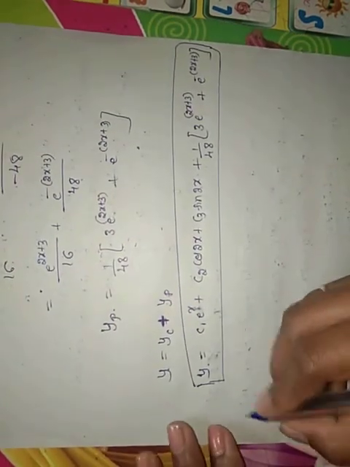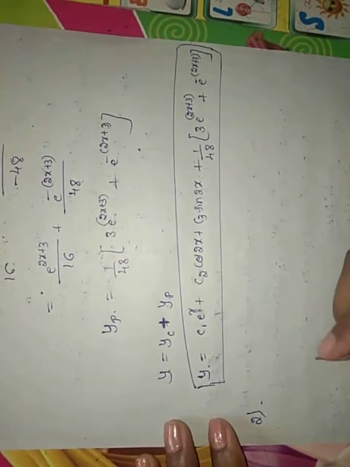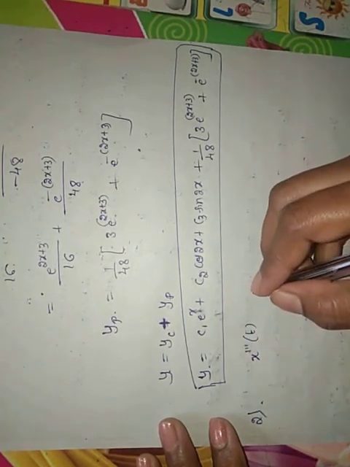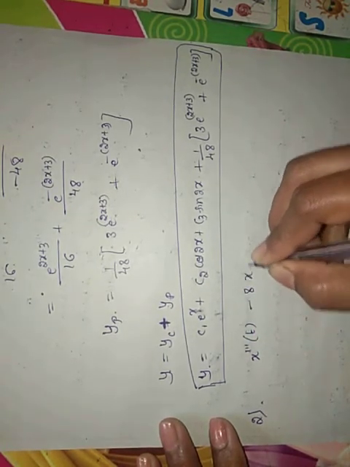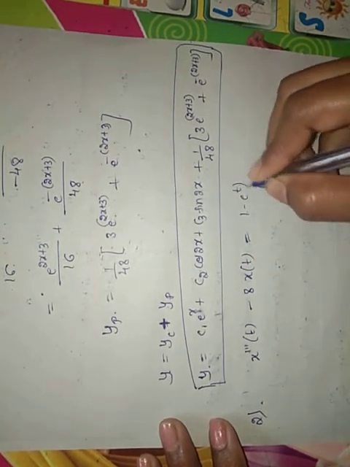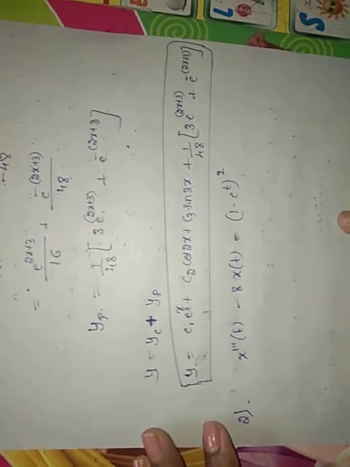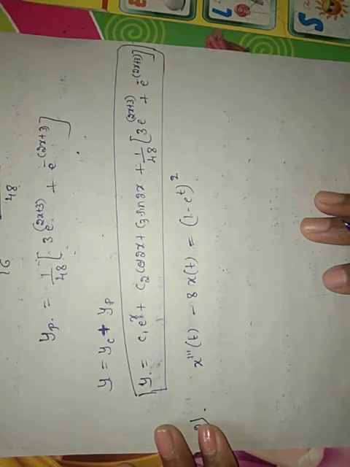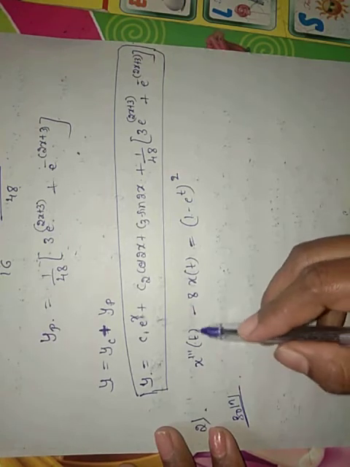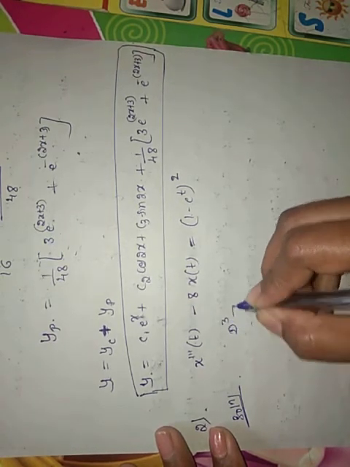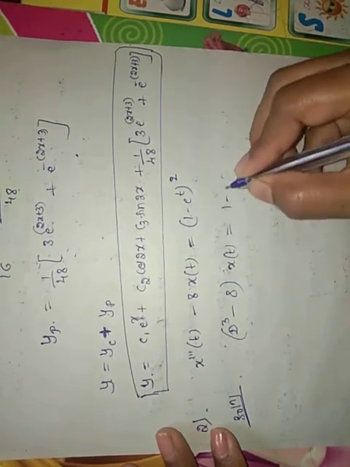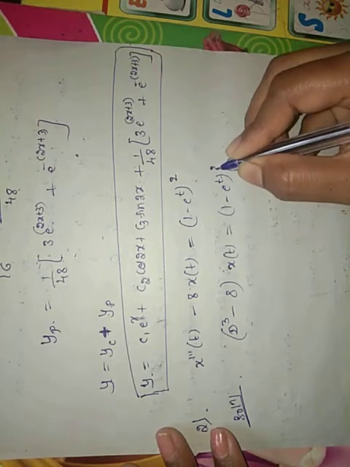Now take down the next example, that is x triple dash of t minus 8x of t is equal to 1 minus e raised to t whole square. Now first start with the f of D. X triple dash means D cube minus 8 of x of t is equal to 1 minus e raised to t whole square.